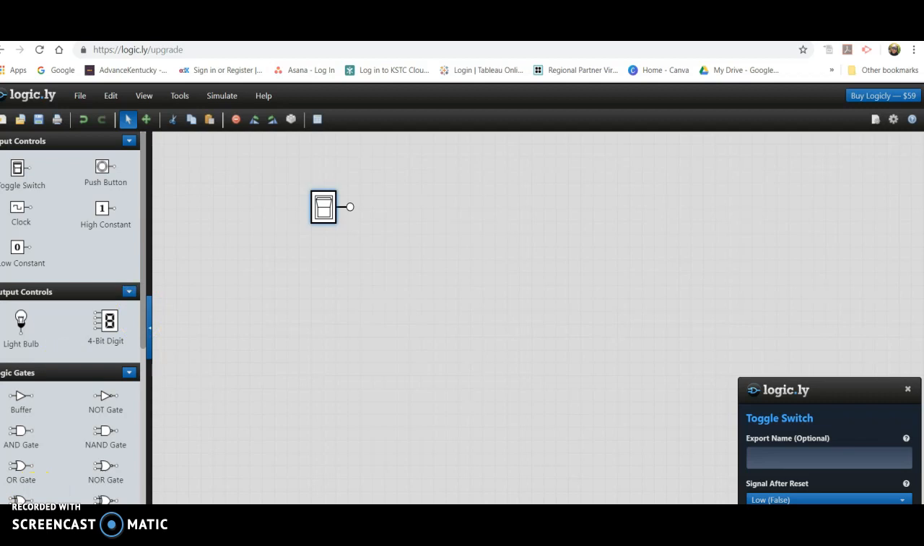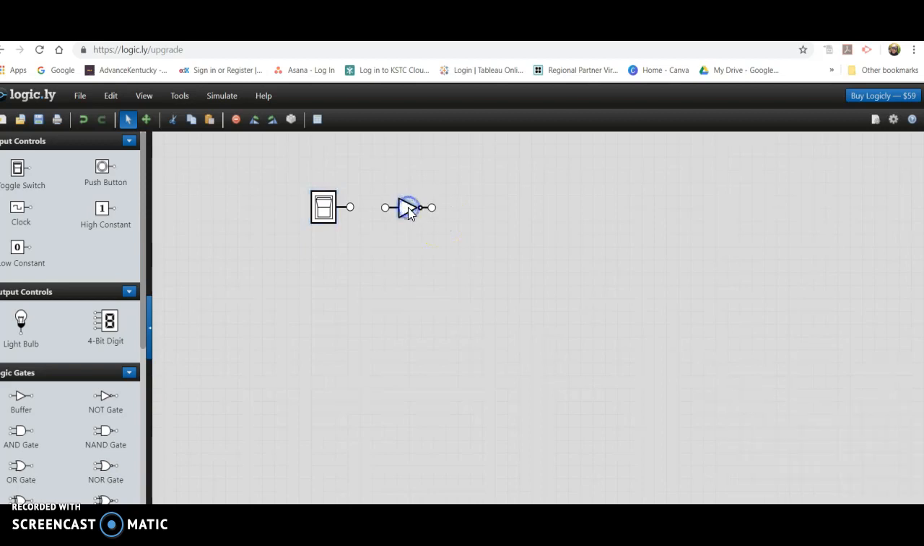There are three basic Boolean operators: and, or, and not. We will now explore the logic gates that represent these operators. We'll start with the NOT gate, and we'll demonstrate our result with the light bulb.